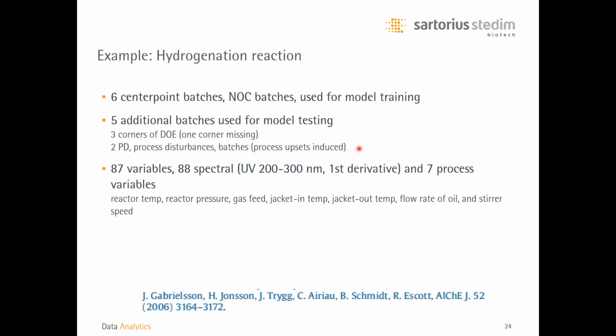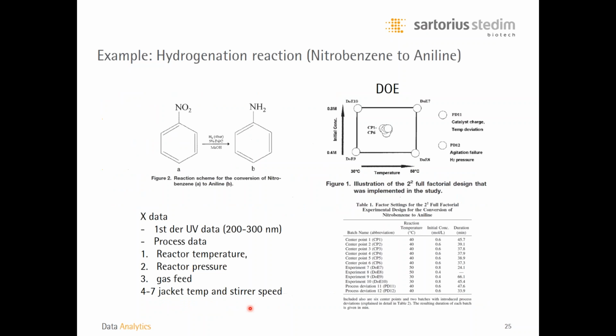To reflect the progression of the batches, there were a number of process variables measured, 87 variables. It says 88 here, that is a typo. We had 80 spectral variables, also pre-processed using the first derivative, and 7 more, let's say, conventional process variables. These conventional process variables were reactor temperature, reactor pressure, gas feed, jacket in and jacket out temperatures, flow rate of oil, and stir speed. And here is the reference for the original data source for this application.